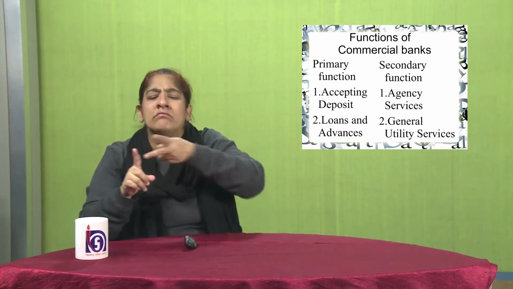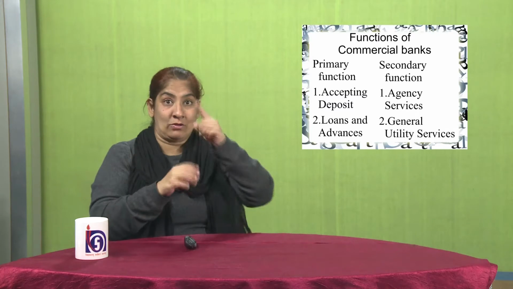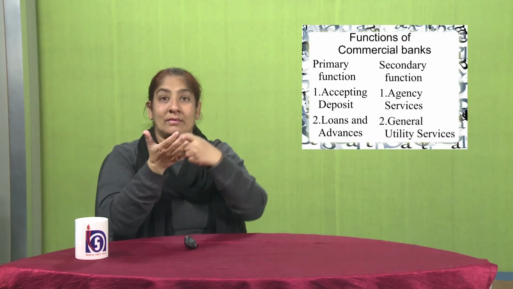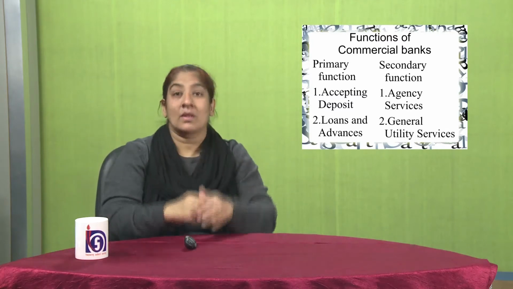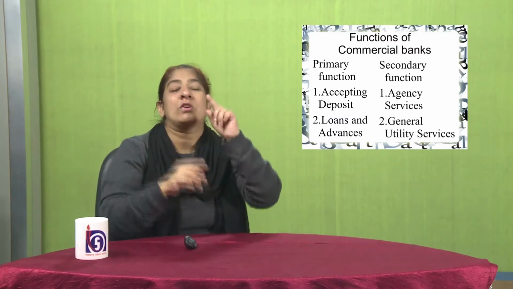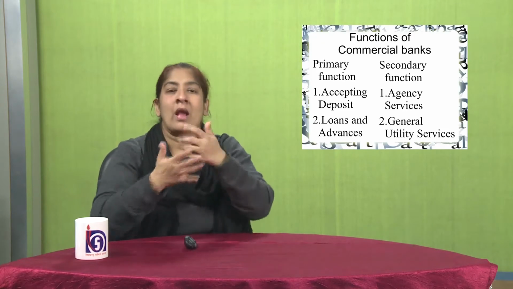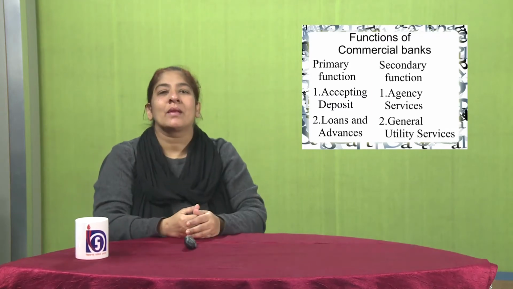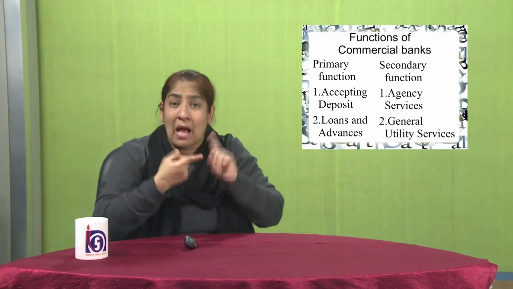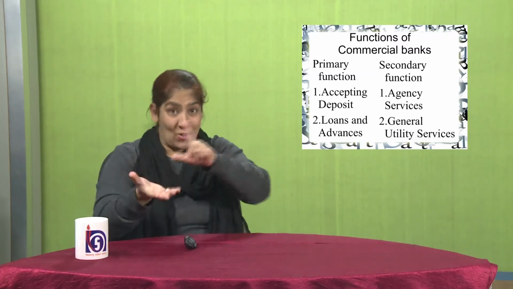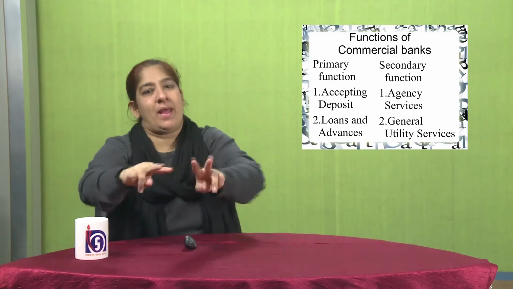So, dear learners, let us see the functions of commercial banks. First is the primary function, second is the secondary function. So, let's focus on the primary function. They accept deposits. You can always deposit and they will never say no. Then loans and advances. Loans and advances are always there. It works as a primary function in commercial banks. And every time you take the loan, you must return it after a certain period of time.